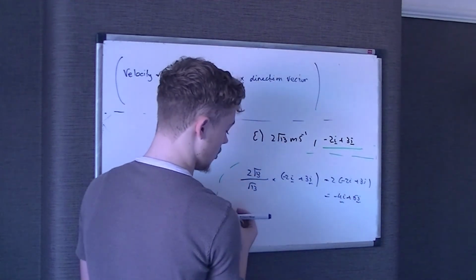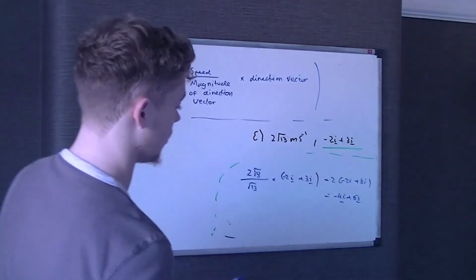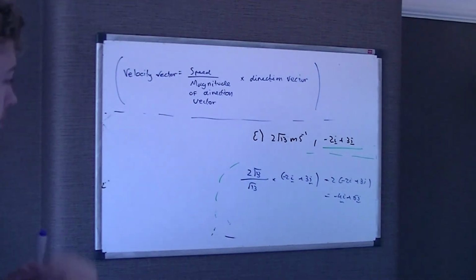Okay, now as before, you would write velocity equals that in meters per second. But I'm not going to do that because it's tedious really. So that's the last bit of velocity vectors. We'll go through a few questions.